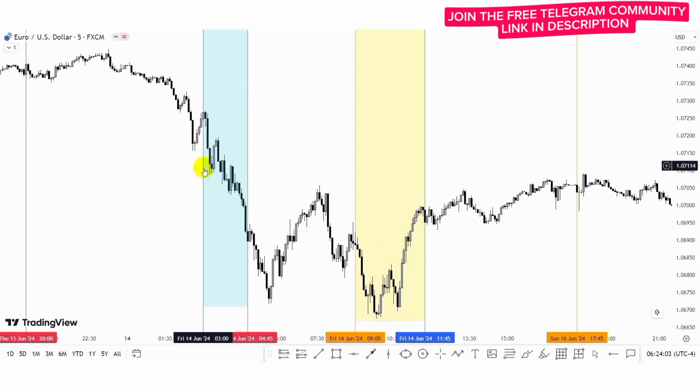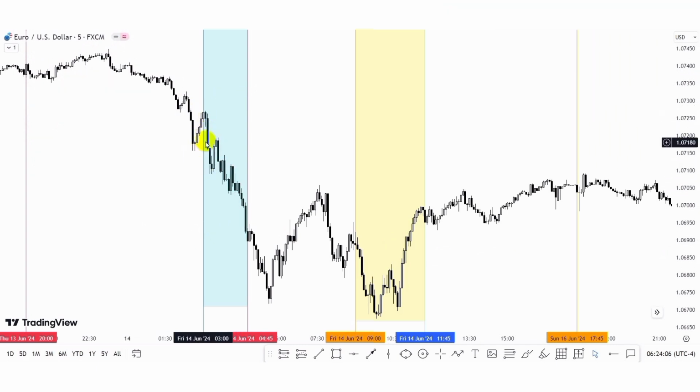You can now see that during the overlap, we still have a continuation to the downside, because this is when the London session opened. The Asian session is giving us a bearish market condition. During the overlap, we still have the bearish push to the downside down to the London session. The London session opened here, and we still have the continuation of price to the downside. So the Asian session is bearish, and the London session is also bearish.